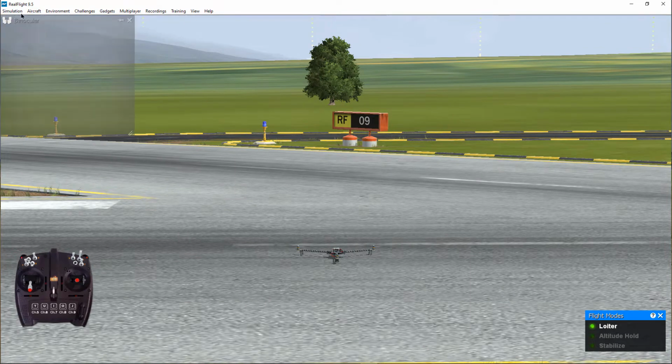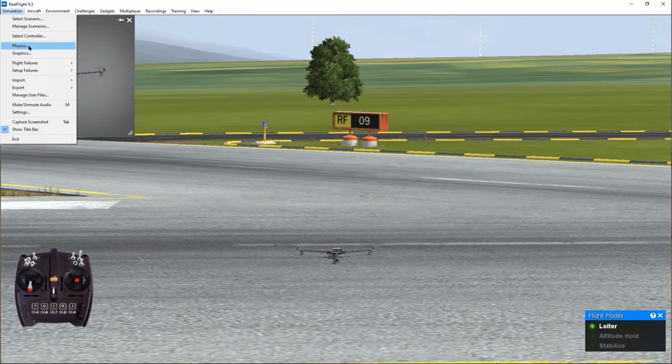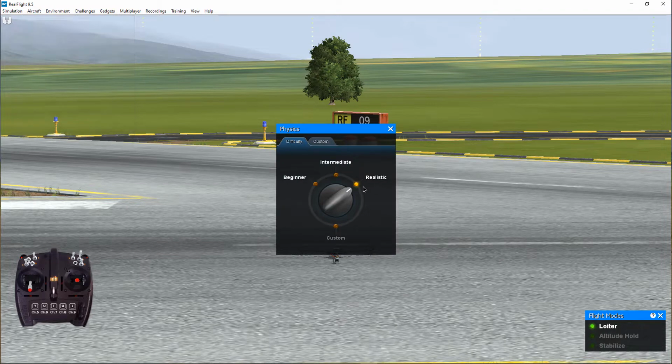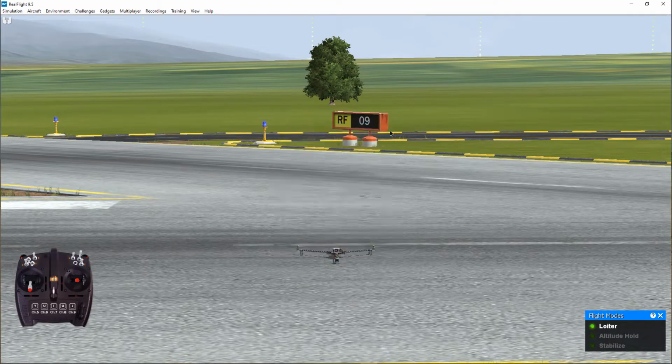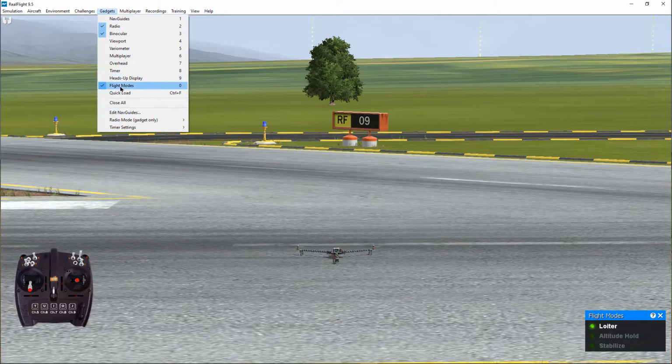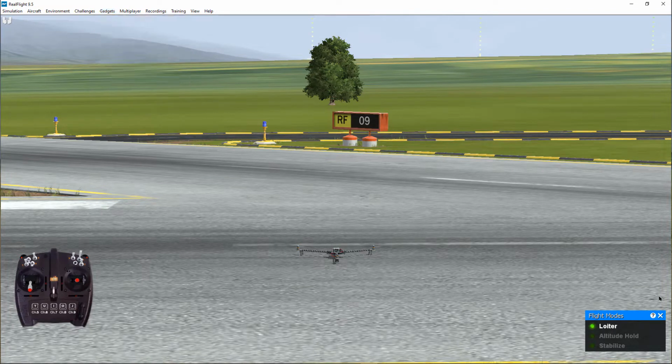We are calibrated, but also we need to make sure that our physics are in realistic mode. Realistic mode. If you stay in beginner mode, you do not have access to the yaw or the left stick. So you'll notice with this copter there are flight modes, gadgets, flight modes. The flight modes determine beginner, intermediate, advanced, loiter, alt hold, and stabilize, which is actually very unstable.